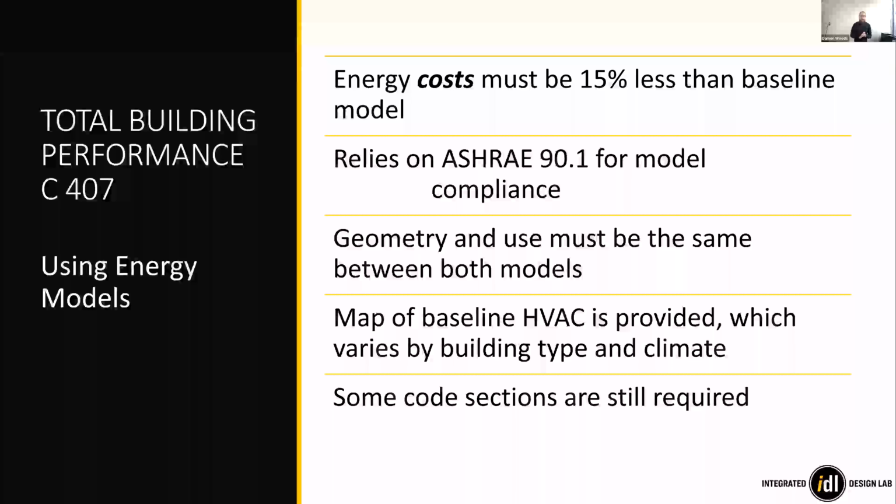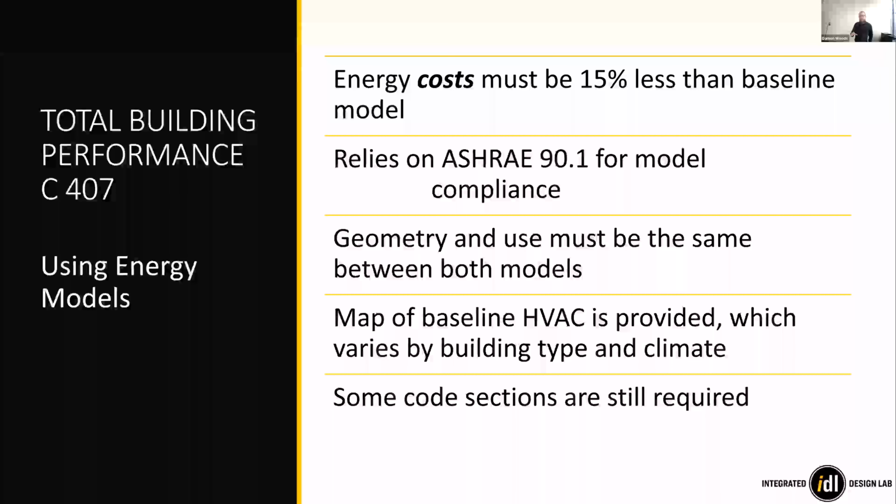And this, you're looking at energy costs. And the energy costs must be 15% less than the baseline model. And this relies on ASHRAE 90.1 for the model compliance. It's got a table of the type of HVAC that you have to put in there based on the occupancy type and the climate zone.